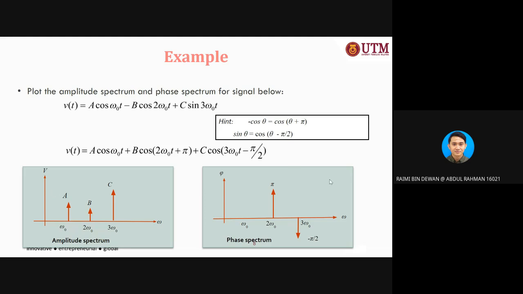Okay. Next is the phase spectrum. You can see here A cos omega naught t at angular frequency of omega naught, there is no phase shift, so this one is 0. At 2 omega naught, you have a phase shift of pi, and then at 3 omega naught, you have a phase shift of negative pi over 2. Okay, so there is a difference between the amplitude and phase spectrum. You can see that you need to represent your answer in both amplitude and phase spectrum.